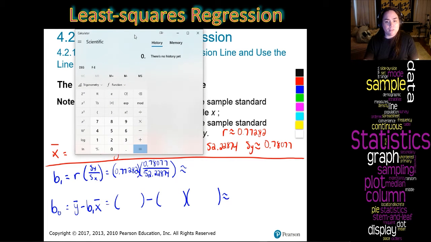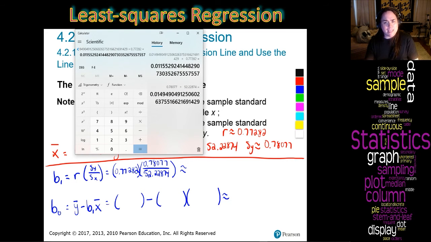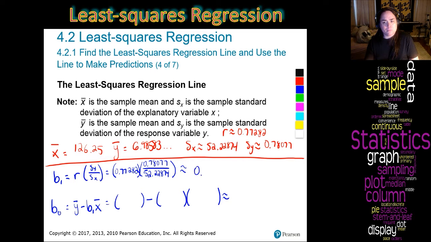Well, 0.78077 divided by 52.22874 is that decimal, about 0.0149, blah, blah, blah. I've got to multiply it by r, which is 0.77282, and I get about 0.011553. That is about the B1 value. So let me go ahead and circle that.